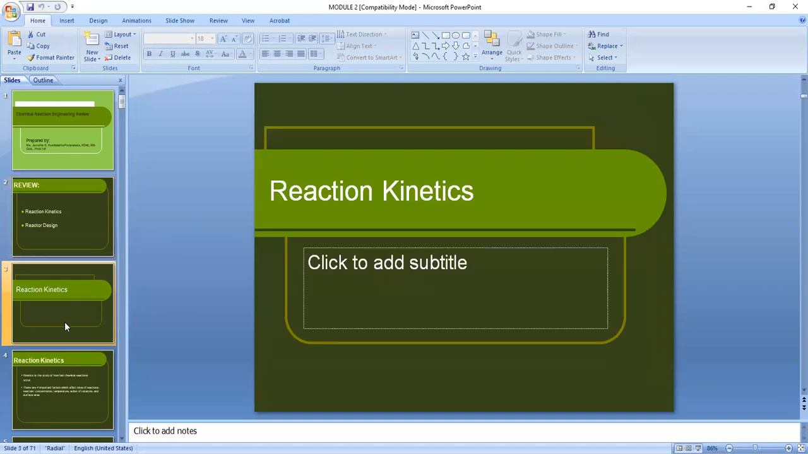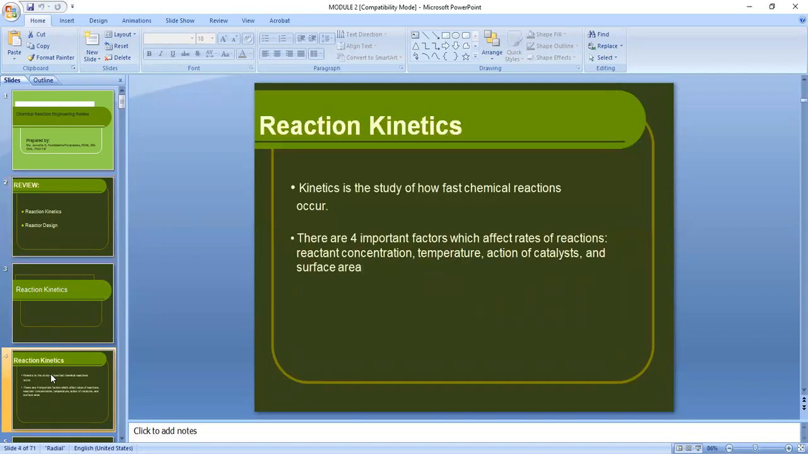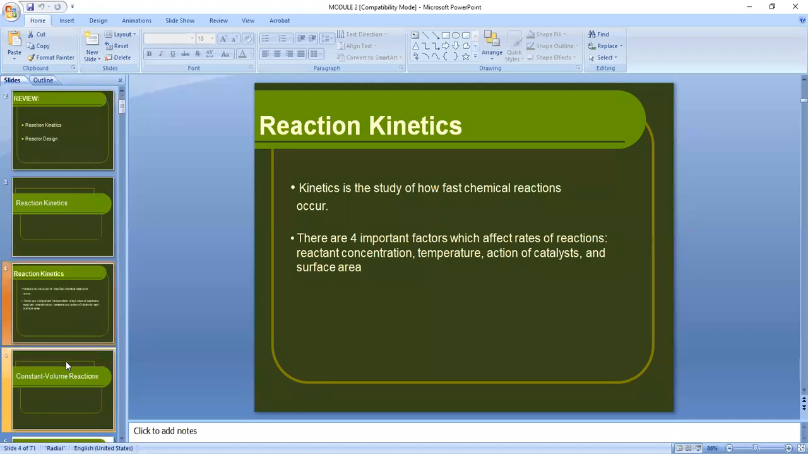Now for kinetics, you know that when we speak of kinetics, it is the study of how fast a reaction occurs. There are 4 important factors that we need to consider in terms of the rate of reaction. Temperature, concentration, surface area, and the action of catalysts are all factors to be considered in accounting for how fast the reaction proceeds. So, take note of that: temperature, the presence of the catalyst, the concentration, and the surface area if you have solids present in your system.